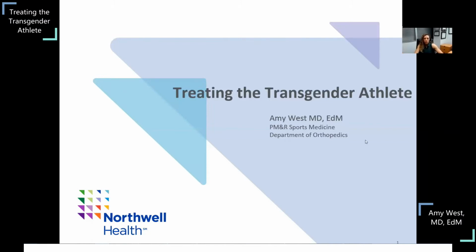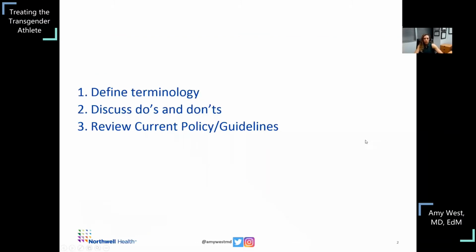So let's go to the next slide here. Okay, so what we're going to do today is first define some terminology, discuss some do's and don'ts when treating transgender athletes, and then review some of the policy and guidelines that exist about transgender athlete participation and things that you might come across, certainly if you work with teams or with schools.